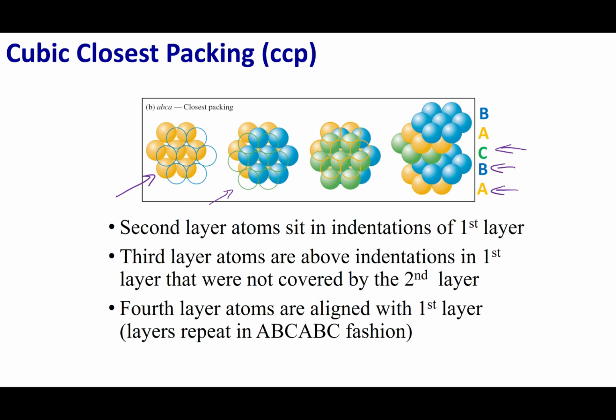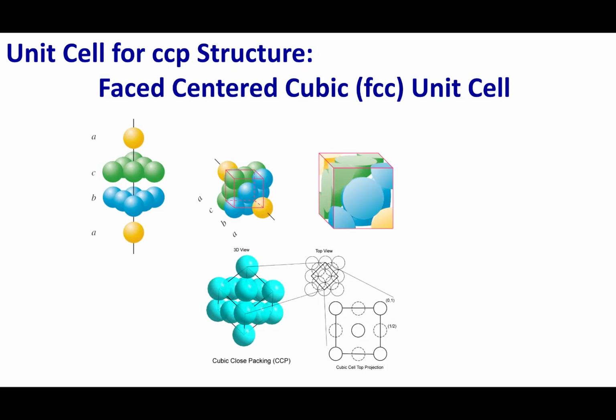Now the next layer, the fourth layer, has to go right over A, and then the fifth layer has to go right over B. So what I get is ABC, ABC with my layers. With every different layer, I am offsetting it differently. And so what we can do again is go ahead and see if we can pull out a unit cell out of this.